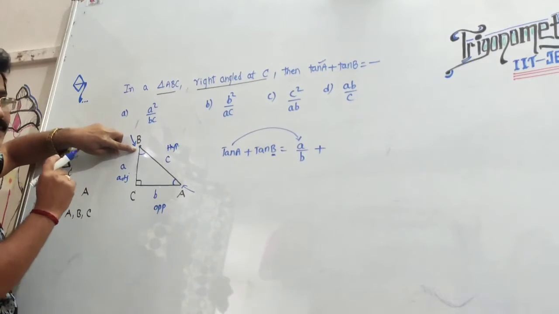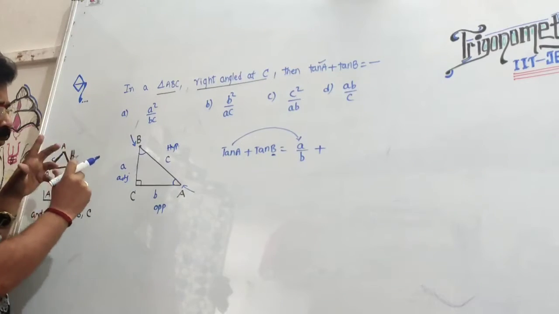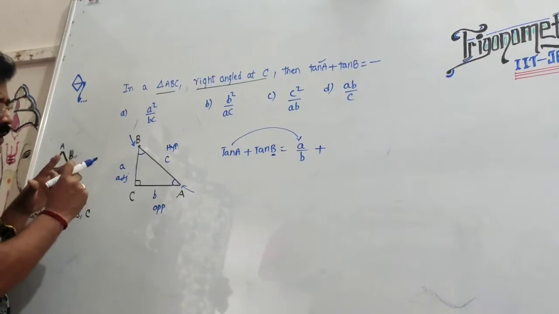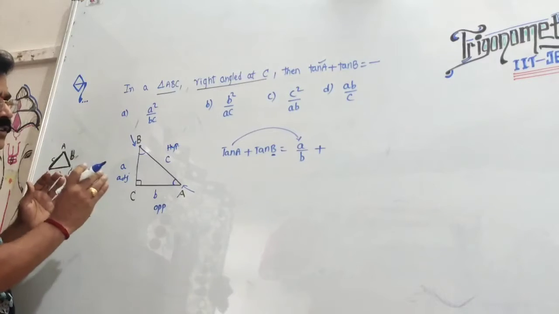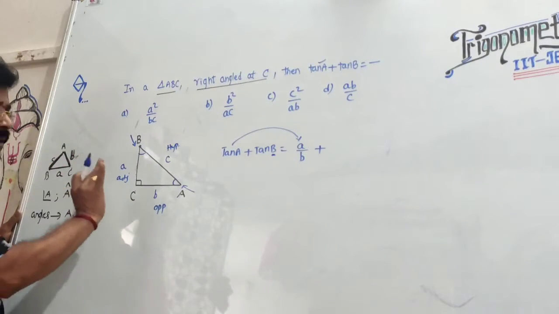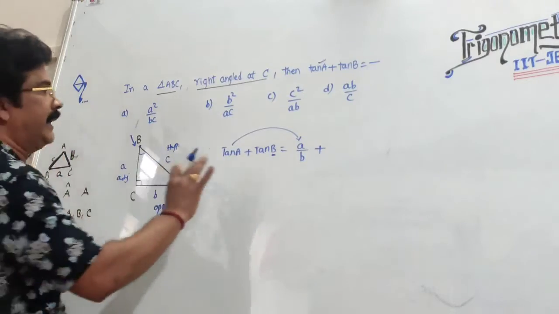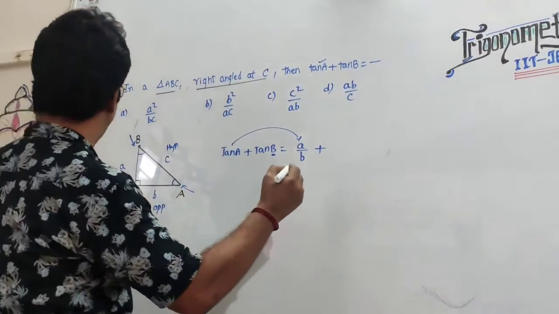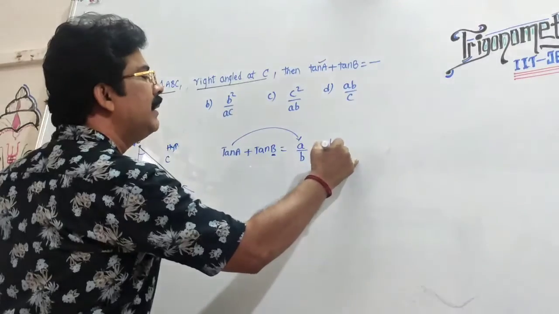So in this question, we are learning how to recognize the opposite side, the adjacent side and the hypotenuse with respect to the given angle. This is the small important lesson. Right, tan B is opposite over adjacent, b by a.